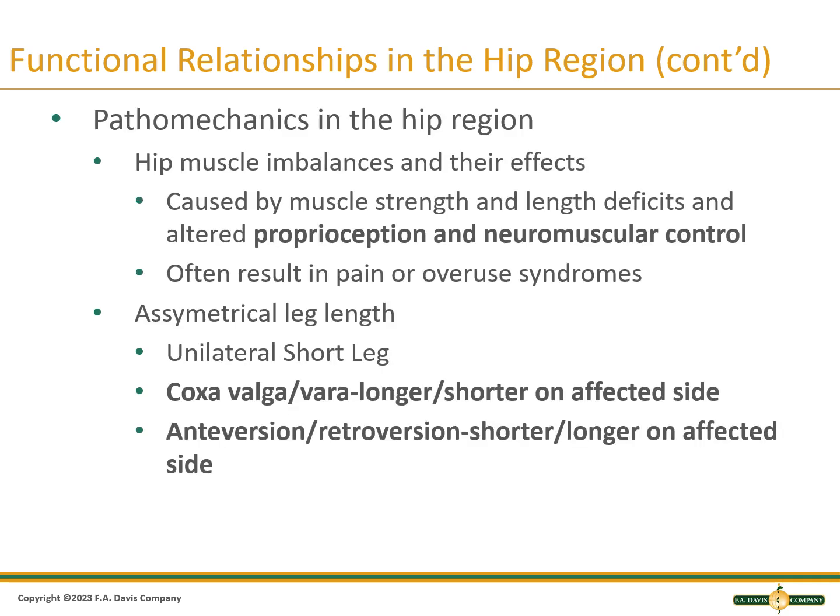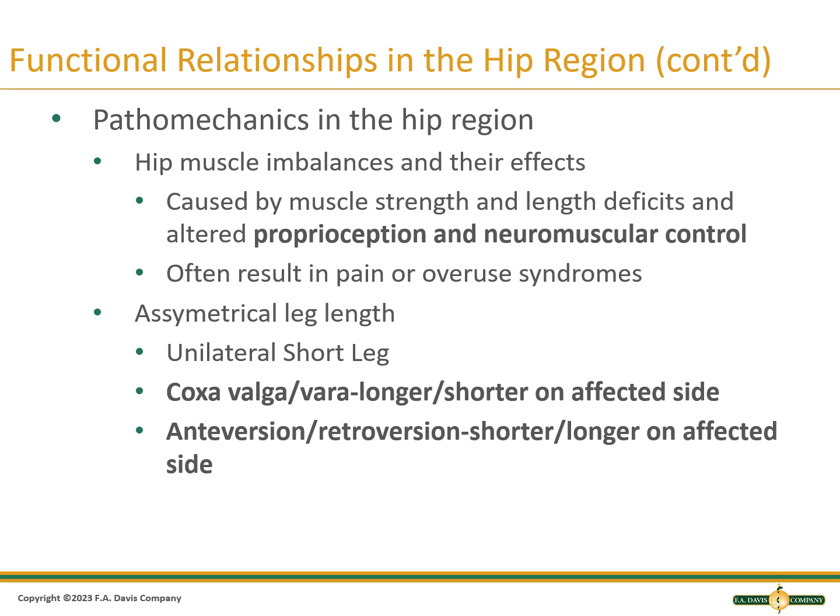Hip muscle imbalances are going to be caused by muscle strength and length deficits. So remember that a muscle that is too short isn't going to be as strong as it can be, and a muscle that is too long isn't going to be as strong as it can be. And so when we have muscles that are either shortened or lengthened from their normal resting position, that's going to cause strength deficits. But it's also going to affect proprioception and neuromuscular control because now the inputs that those muscles receive are going to be altered, and that's going to be something that we need to work on with this patient population.